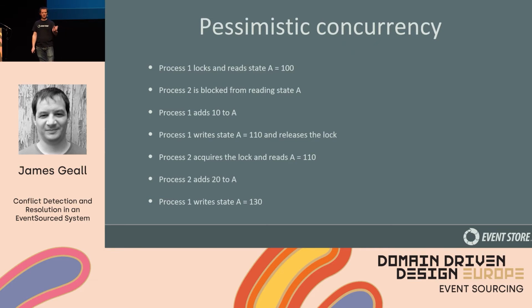Process two now acquires the lock. It reads 110, adds 20 to it, and the answer is 130. This solves our correctness problem. But our processes no longer make progress independently on the same data.